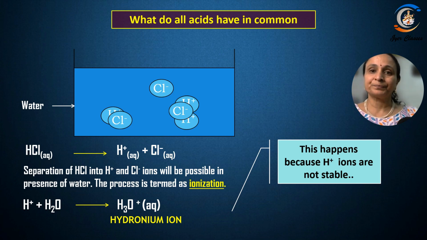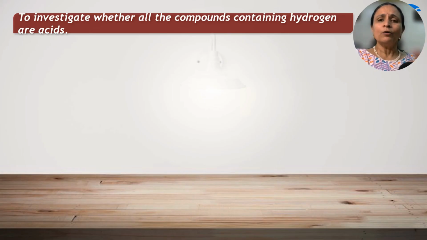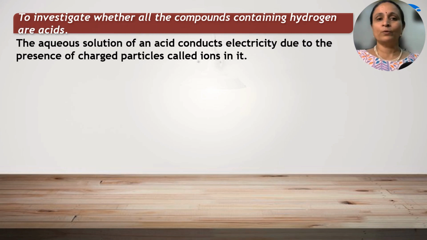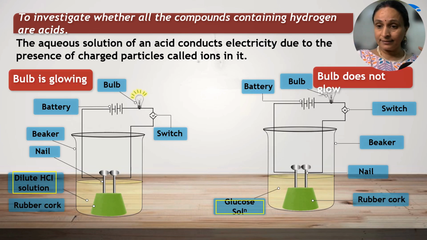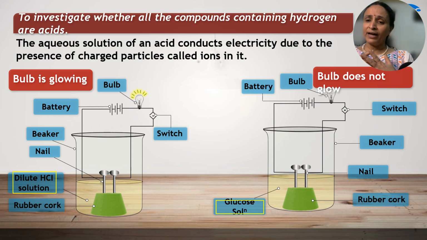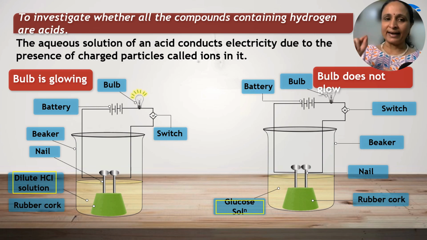Got it? Let's investigate whether all the compounds which contain hydrogen are acids. An aqueous solution of an acid conducts electricity due to the presence of charged particles called ions in it. What do you get? You get H plus ions and some other negative ions, right? Now to investigate whether all the compounds having hydrogen in them are acids or not: if it is an acid, it has to conduct electricity. So we will make a small activity out of it.